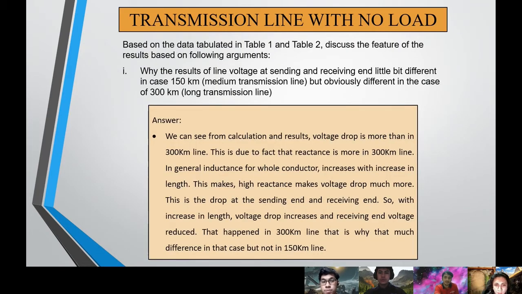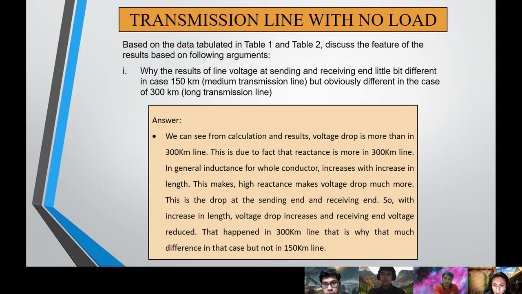Okay, so based on the data tabulated in table 1 and table 2, discuss the feature of the results based on the following arguments. Number 1, why are the results of line voltage at sending and receiving end a little bit different in the case of 150 km, which is the medium transmission line, but obviously different in the case of 300 km, which is the long transmission line. So the answer is, we can see from calculation and results, voltage drop is more in 300 km lines compared to 150.